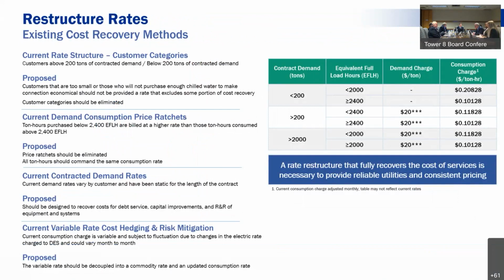In addition to the cost to connect a customer, we must collect the cost to operate and maintain the system to deliver chilled water. The legacy rate structure attempted to accomplish this by the rates reflected on the table. And as you saw a couple slides previously, the structure is not accomplishing that objective.